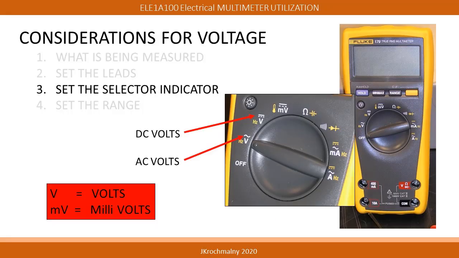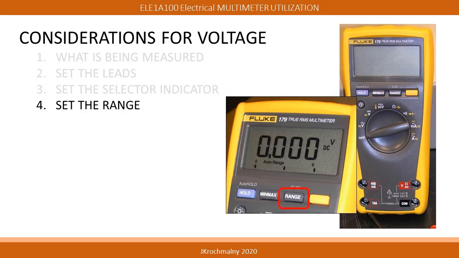Setting the selector switch is the third step in the process. Move this switch to V with the sine wave above it allows the meter to measure voltage, alternating current, or AC. Moving the switch to V with the solid and dashed lines above it configures the meter to read direct current, or DC. To read voltages in millivolts, the switch is moved into that position.